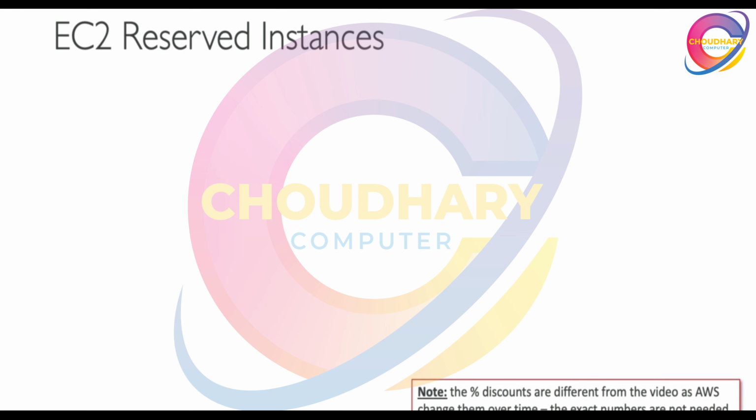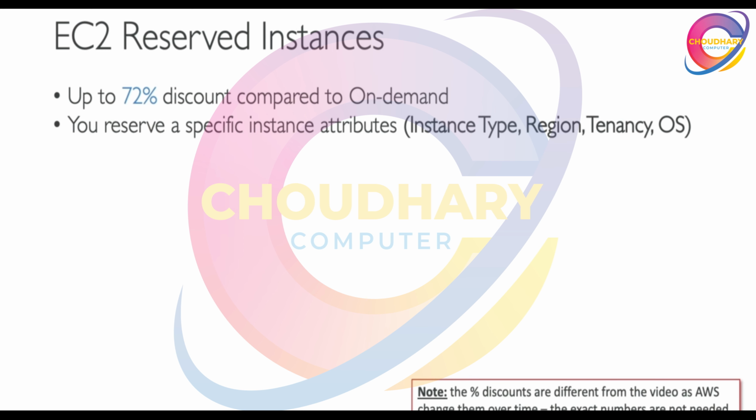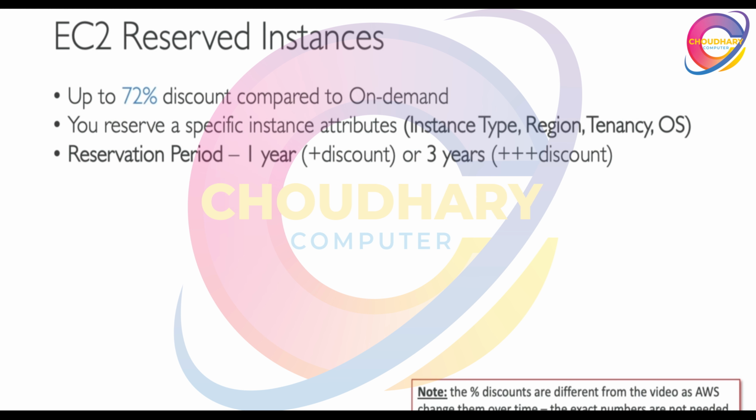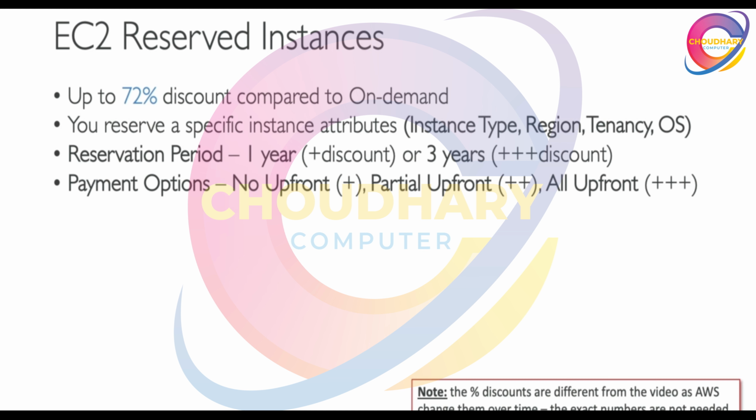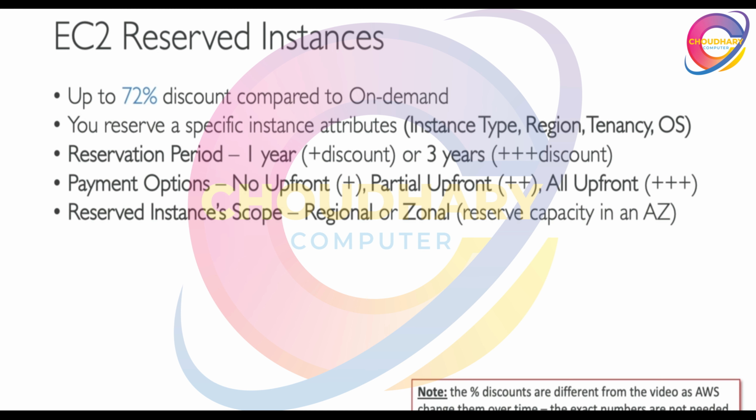Now for reserved instances, and by the way, the numbers I show you can change over time, so I will not update this video every time, but it gives you an idea of what the numbers can be. So the reserved instances give you a 72% discount compared to on-demand, and you reserve a specific instance attribute, for example, the instance type, the region, the tenancy, and the OS. You specify a reservation period, 1 year or 3 years, to get even more discounts, and whether or not you want to pay upfront, partially upfront, or not upfront. And all upfront, of course, gives you the maximum amount of discounts.